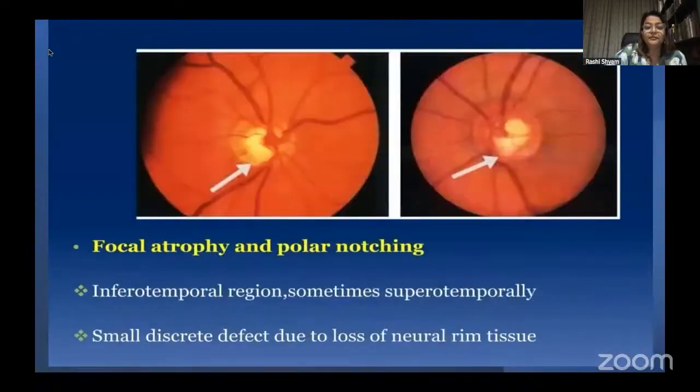The fourth is that there may be a focal atrophy or a polar notching. Focal atrophy is what we see as a notch. It is mostly there in the inferotemporal region, and sometimes in the superotemporal region also. This is a small discrete defect of neural rim tissue loss in that area. This is very important because it is one of the most pathognomonic signs which correlates with the visual field. When we see an inferior notch and deem it a glaucomatous thinning, then we should have a superior field loss of an arcuate or a centrocecal or cecal form on the visual field of that eye.